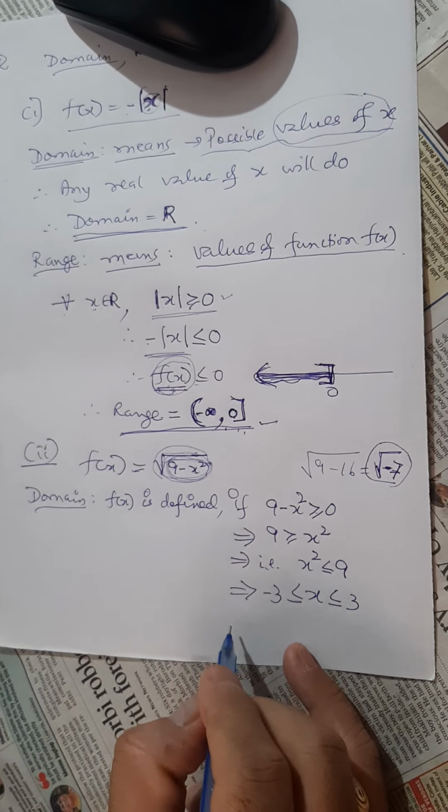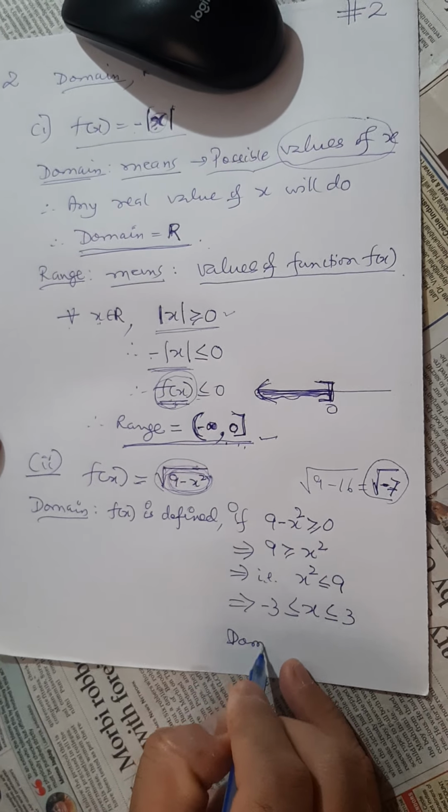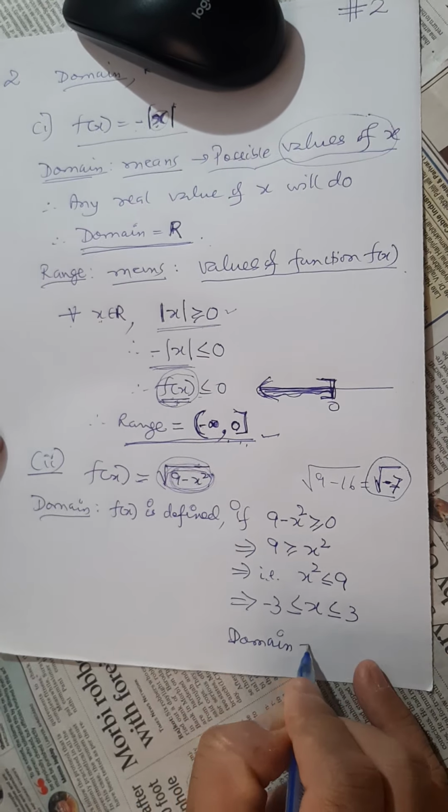So here the domain will be the closed interval. You recall sets. This means the closed interval minus 3 to 3. This is the domain. Again recall, domain means possible values of x. So here, what are the possible values of x for which the function is defined? That is minus 3 to 3.